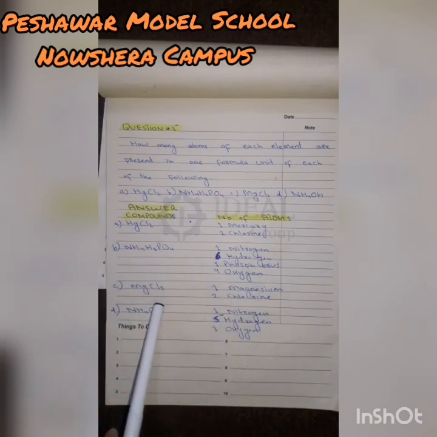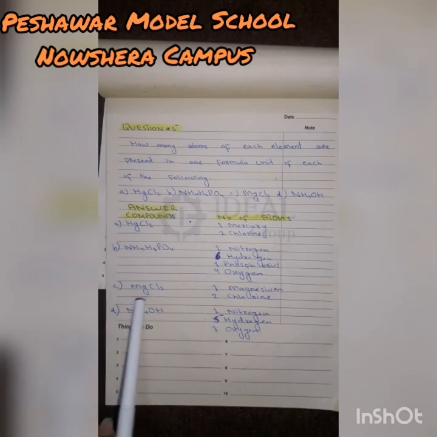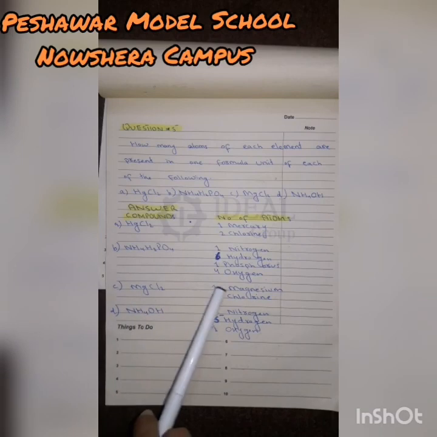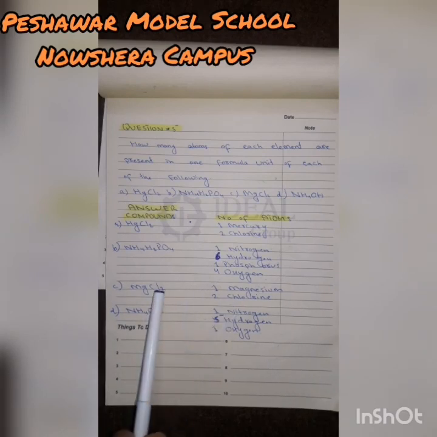Now number third one is magnesium chloride, MgCl2. There is no subscript with the magnesium. It means that one atom of magnesium is present in this compound, and chlorine has a subscript of 2. It means that 2 chlorine are present in this compound.